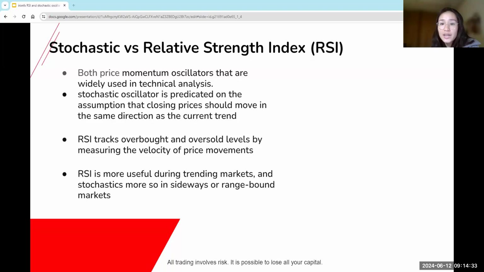Meanwhile, the RSI tracks overbought and oversold levels by measuring the velocity of price movements. So in other words, the RSI was designed to measure the speed of price movements, while the stochastic oscillator formula works best in consistent trading markets. So we would generally use your RSI in trending markets, and stochastic more so in sideways or range-bound markets.